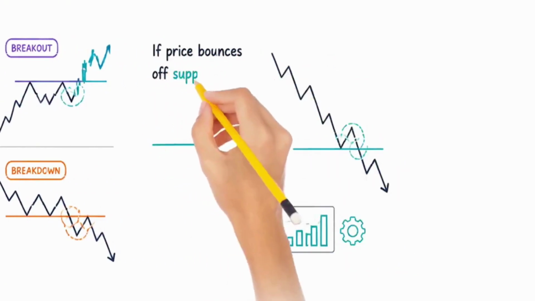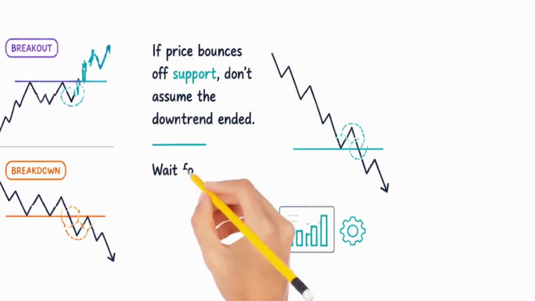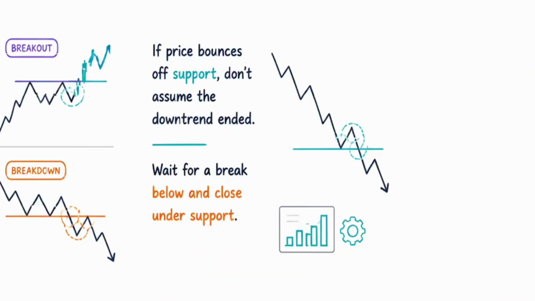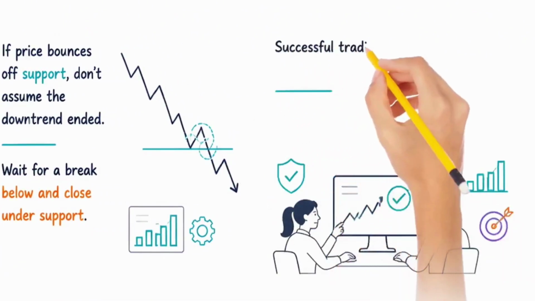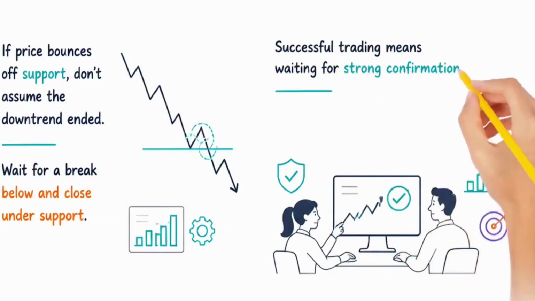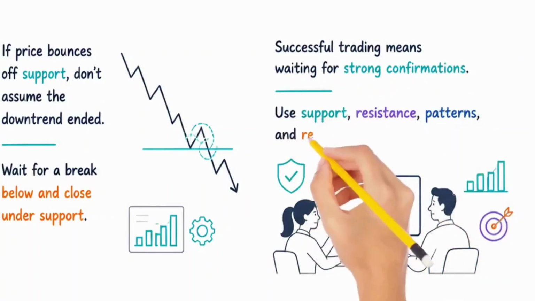If price bounces off support, don't assume the downtrend ended. Wait for a break below and close under support. Successful trading means waiting for strong confirmations. Use support, resistance, patterns, and retests to avoid mistakes.